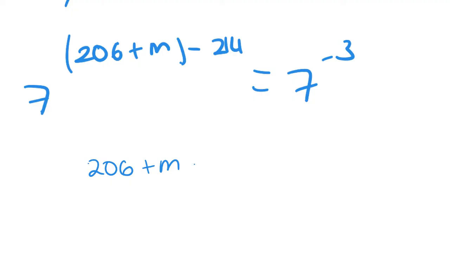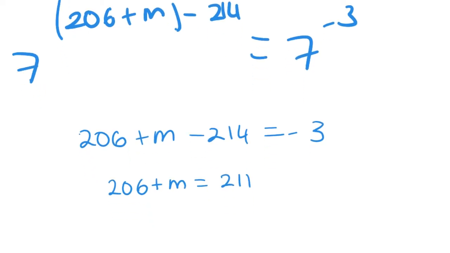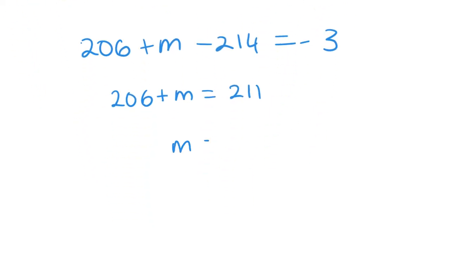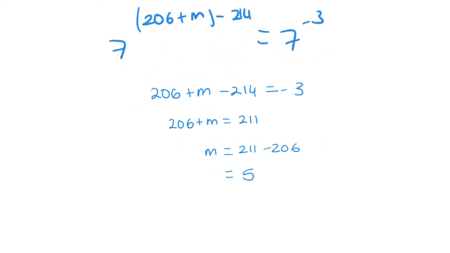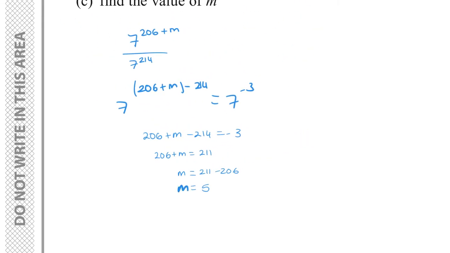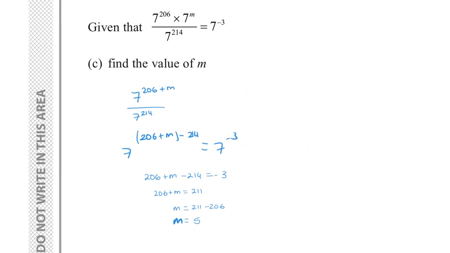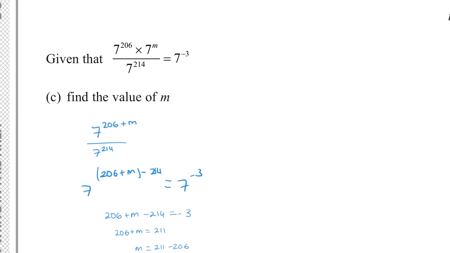So this equals 206 plus m minus 214 equals minus 3. Yeah, we can add 214 to both sides. What do we get? 211. Take away 206. 211 minus 206 is 5. So m is 5. Wasn't that beautiful? Lovely jubbly. All right then.